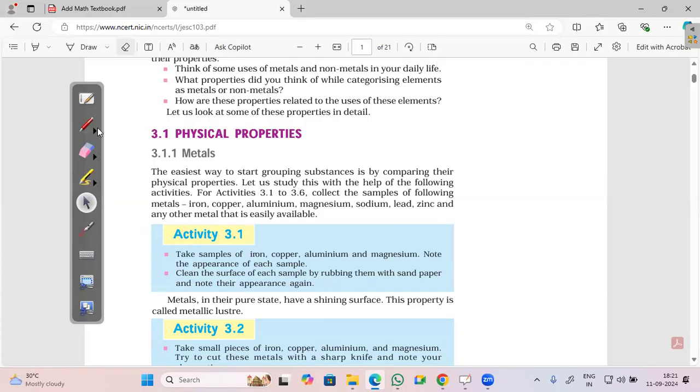What about non-metals? Sir, there are sodium and potassium. Sodium and potassium, they are also solids at room temperature. But sir, we can cut them with a knife. Yeah, but that is about their hardness, whether they are hard or soft. But they are solids. Okay, sir. They are solids.